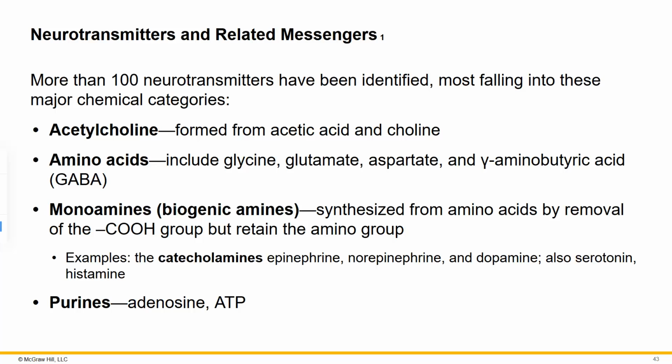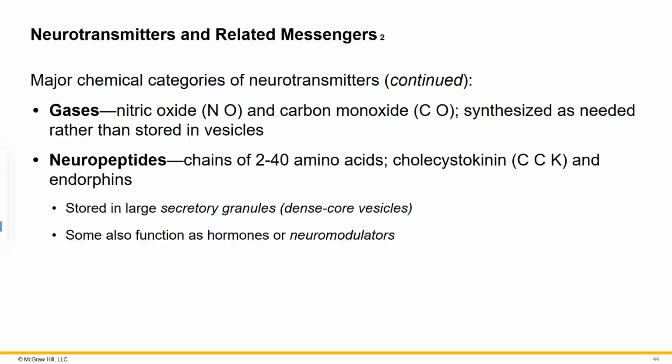Purines, adenosine or ATP. Gases like nitric oxide and carbon monoxide are synthesized as needed rather than stored in vesicles. Neuropeptides are chains of 2 to 40 amino acids, such as cholecystokinin and endorphins. They're stored in large secretory granules, and some also function as hormones or neuromodulators.